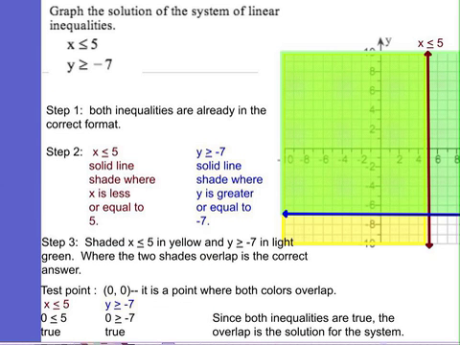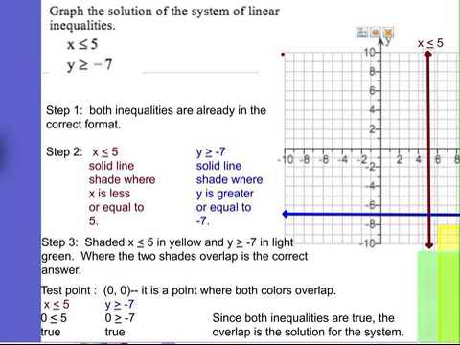So here we're going to practice graphing this particular system. Here we have the system x is less than or equal to 5 and y is greater than or equal to negative 7. You notice both of them already have the necessary variable by itself, so we're going to skip to step 2. Since the first inequality has an equal mark, we use a solid line, and we need to shade where x is less than or equal to 5. So we graph x equals 5 as a line.